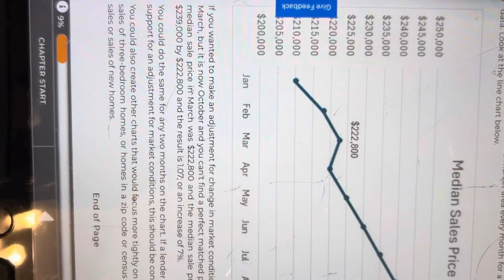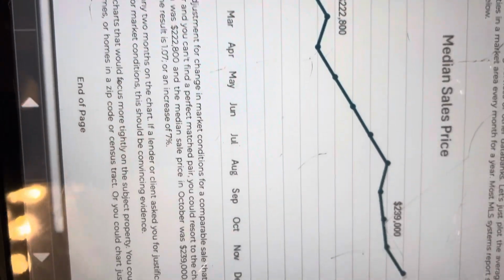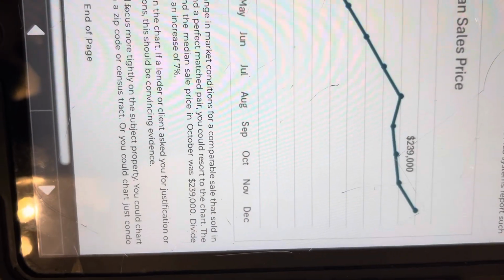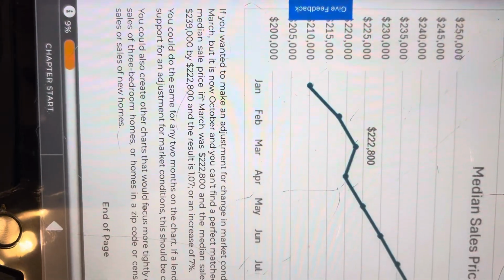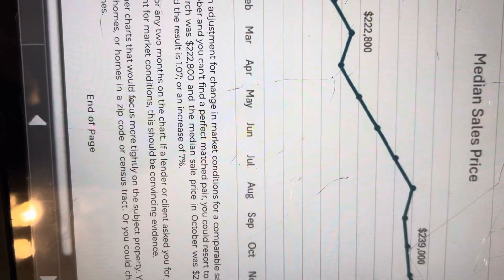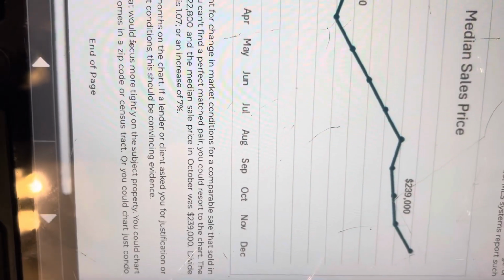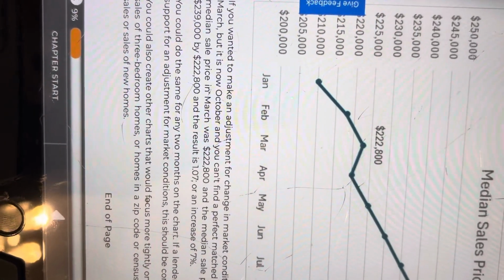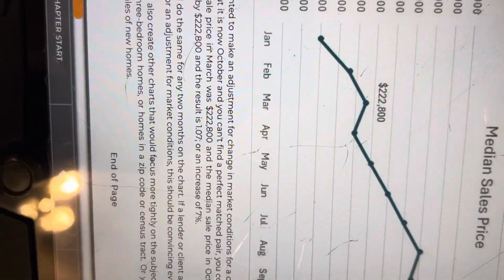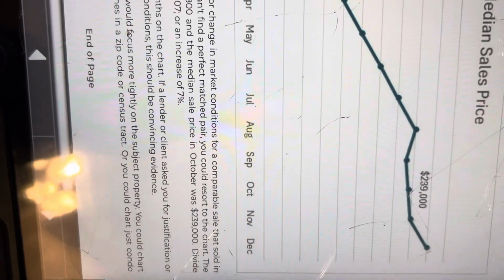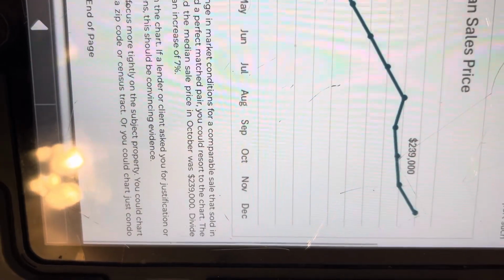If you wanted to make an adjustment for change in market conditions for a comparable sale that sold in March but is now October, you can't find a perfect matched pair. You could resort to the chart. The median sale price in March was $222,800, and the median sale price in October was $239,000.